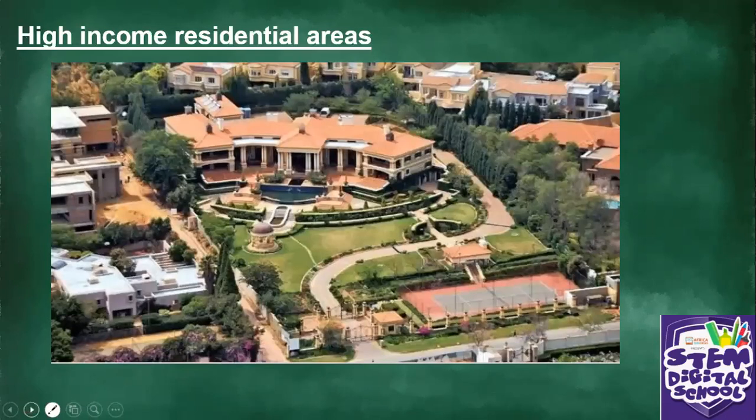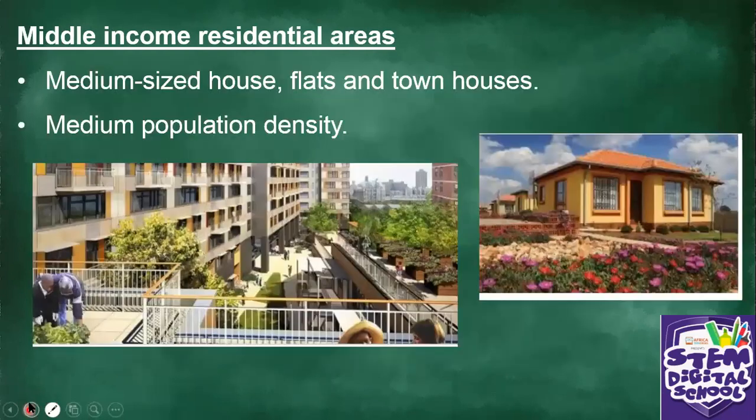I put a picture for you. You can see the areas for high income. You can see the houses. Yes, it's big. And then we go to middle income residential areas.